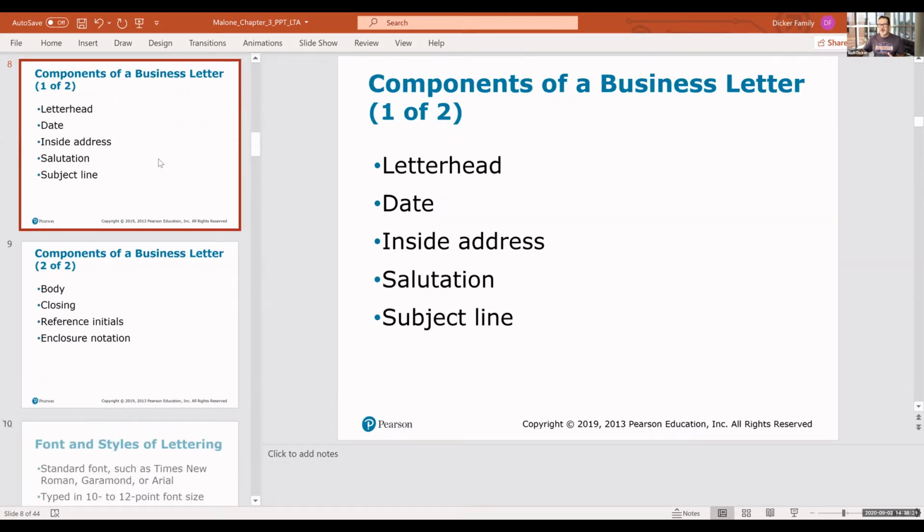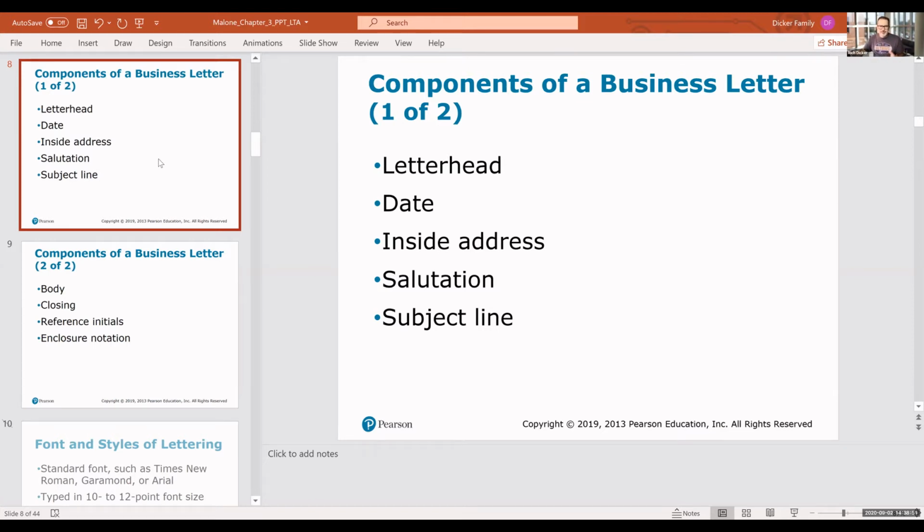Business letters, a form of written communication. Business letters are typically, we send those out to other doctors. We send those to doctors that we refer patients to. Those are formal communication practices when you're using a business letter. This is the components of the business letter.